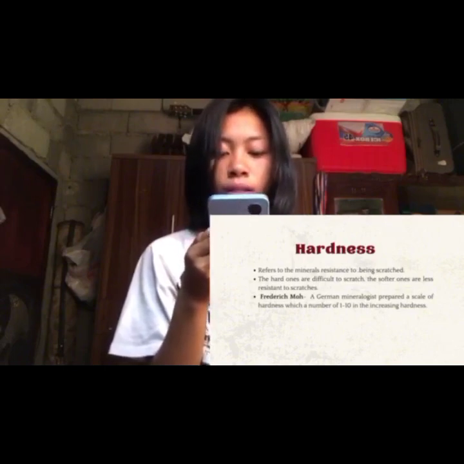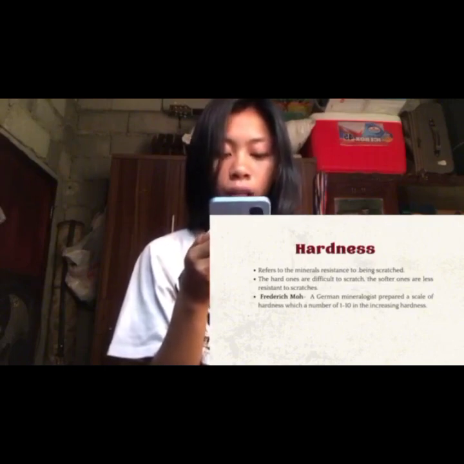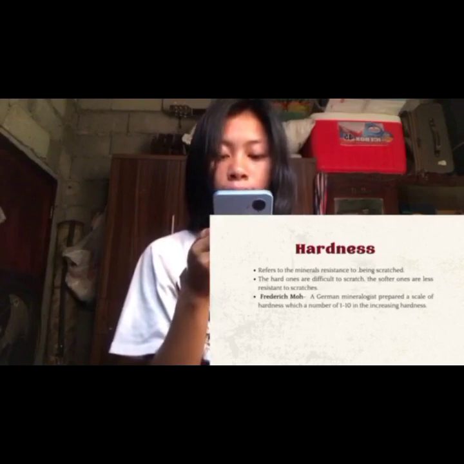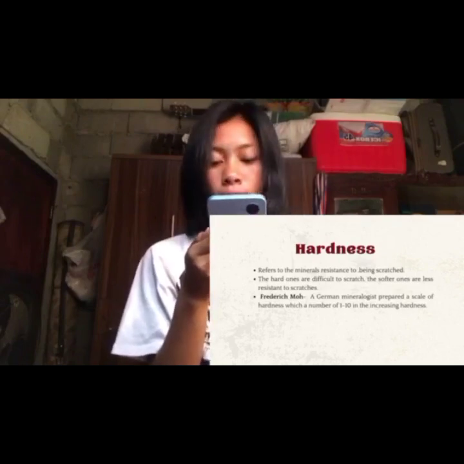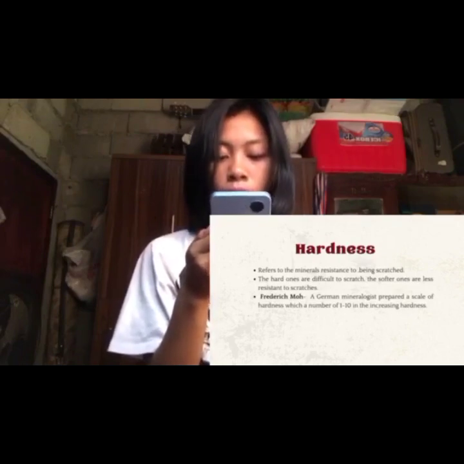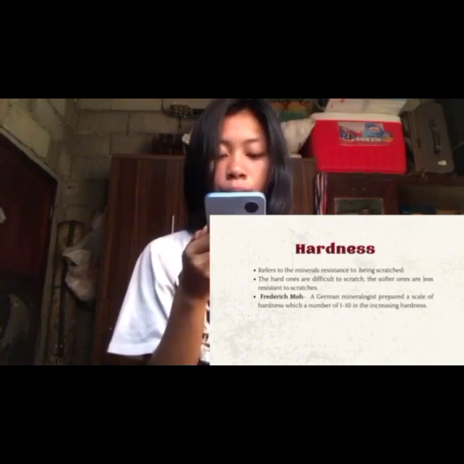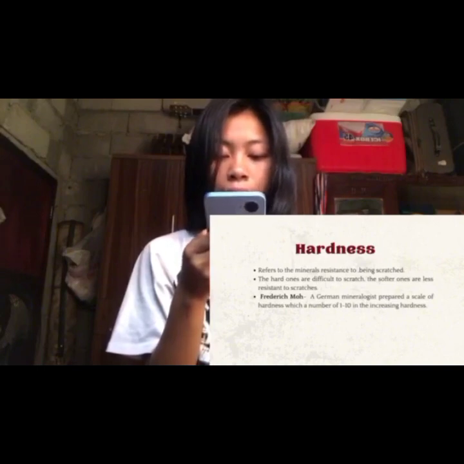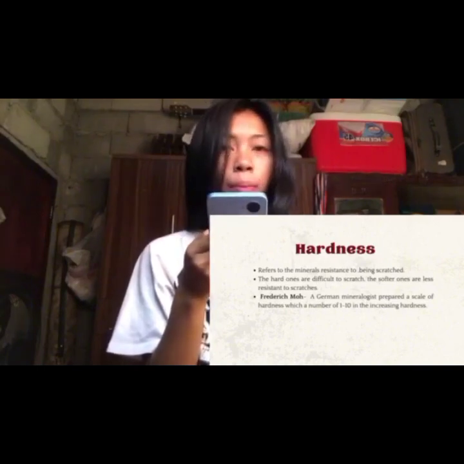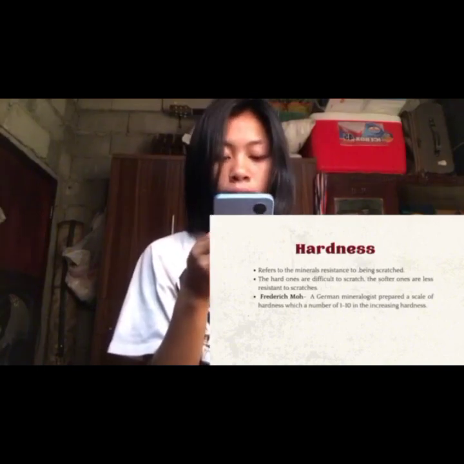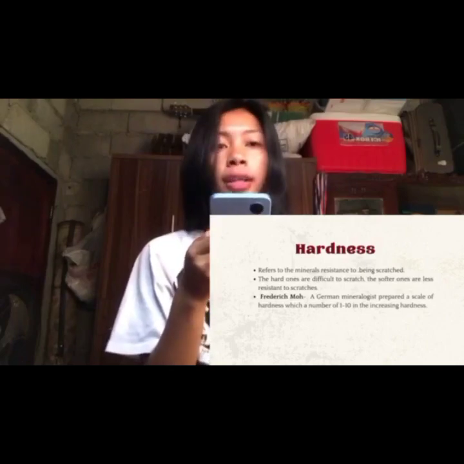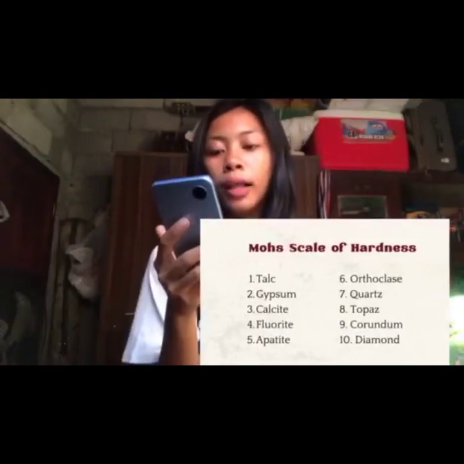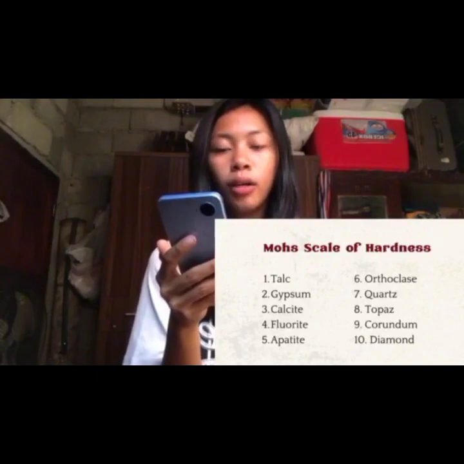The hard ones are difficult to scratch. The softer ones are less resistant to scratches. Friedrich Mohs, a German mineralogist, prepared a scale of hardness, with numbers 1 to 10 in increasing hardness. Let's proceed to the Mohs scale of hardness.